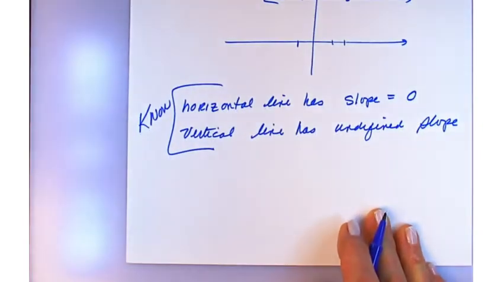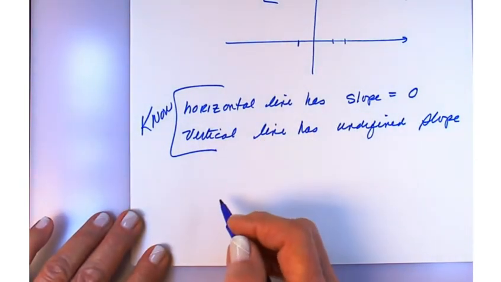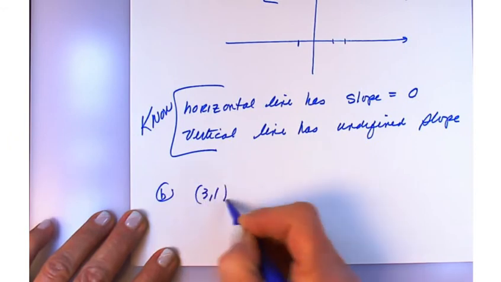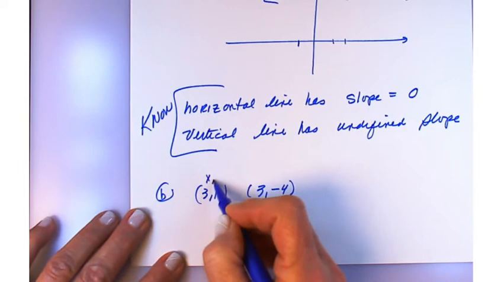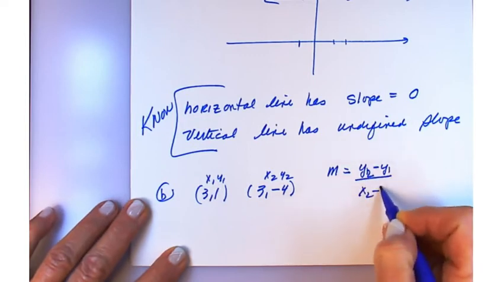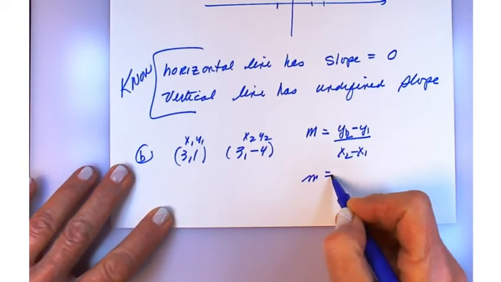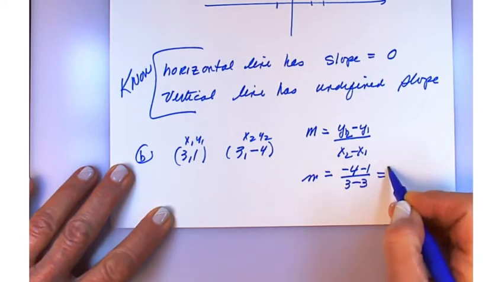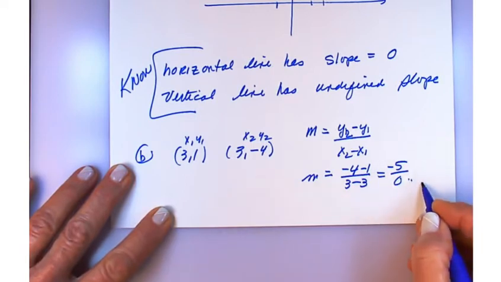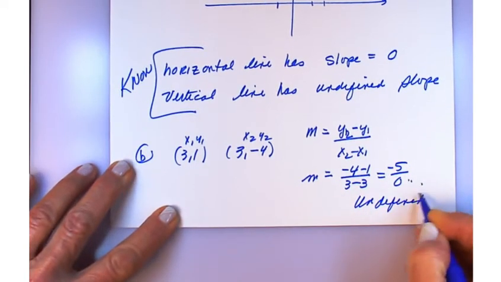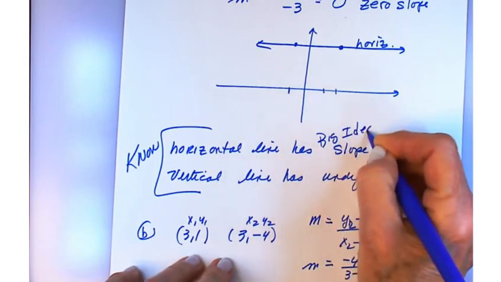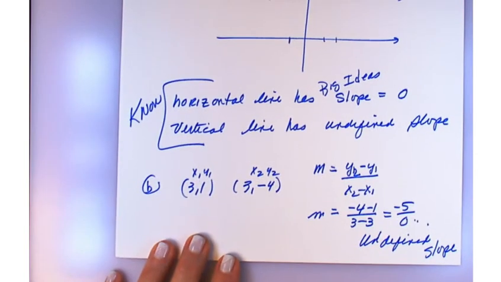And this second one, the vertical line, is part B here, which is (3, 1) and (3, -4), x1, y1, x2, y2. We get slope equals -4 minus 1 over 3 minus 3, which is -5 over 0, and we say, can I divide by 0? Absolutely no. So this is an undefined slope. Big idea. These two are big ideas. We can have 0 in the numerator, but you can't have 0 in the denominator. It becomes undefined.